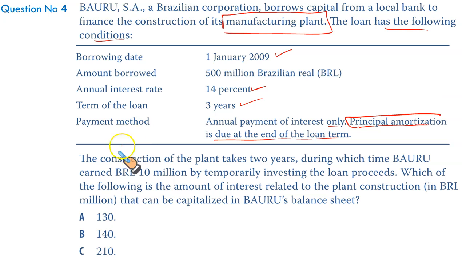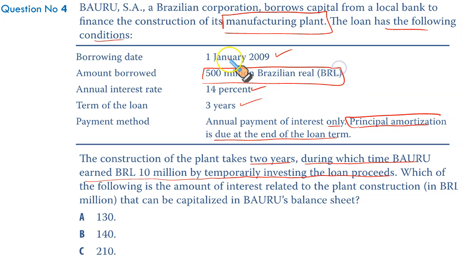Okay, now interesting question. The construction of the plant takes 2 years, during which time Baru earned 10 million by temporarily investing the loan proceeds. I said a little while earlier, if you get a loan from a bank or financial institution for constructing an asset, and the loan amount, or maybe the whole of it, is invested in temporary investments, and you generate some earnings out of it, that part must be netted off against the interest cost, and the net amount must be capitalized. We'll calculate. Which of the following is the amount of interest related to the plant construction that can be capitalized in Baru's balance sheet?